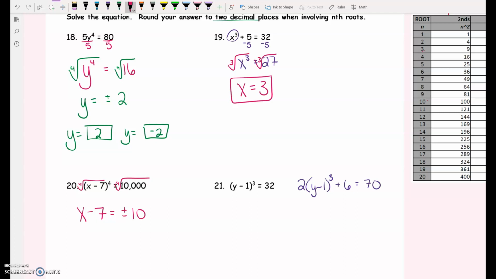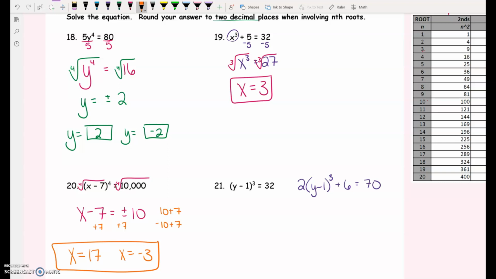Now remember that this plus minus 10 means positive 10 and negative 10. So when we finish solving this equation by adding 7 on both sides, we are really doing positive 10 plus 7, which is 17. Our other answer is negative 10 plus 7, which is negative 3.